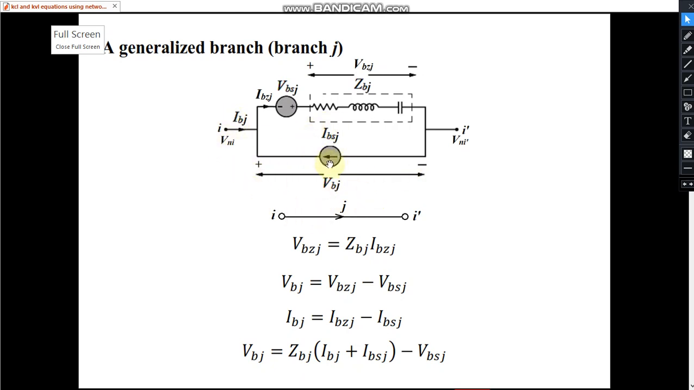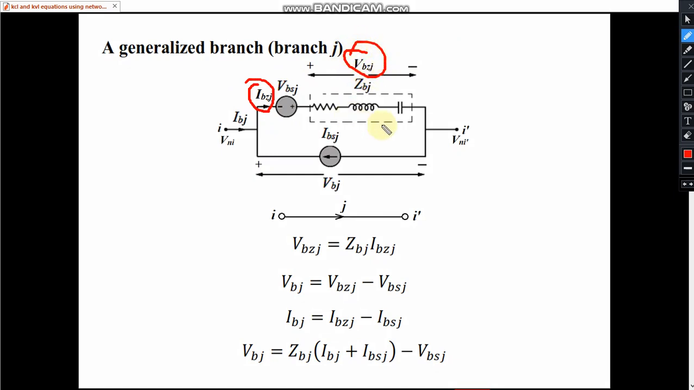And this is the branch source current, IBSJ. And VBSJ, this is the branch source voltage in the jth branch, J for jth branch. This is the impedance of the branch, ZBJ. If we talk about admittance, it will be denoted by Y. YBJ will be nothing but 1 upon ZBJ. And across this impedance, the voltage will be VBZJ, and the current through this impedance will be IBZJ. This is the current through this impedance. This is the voltage across this impedance.